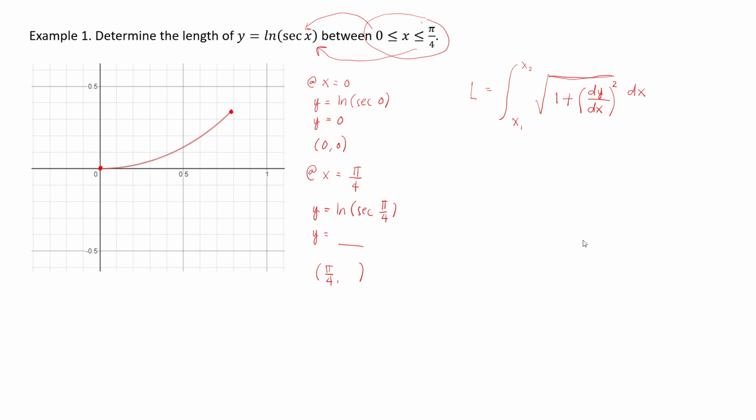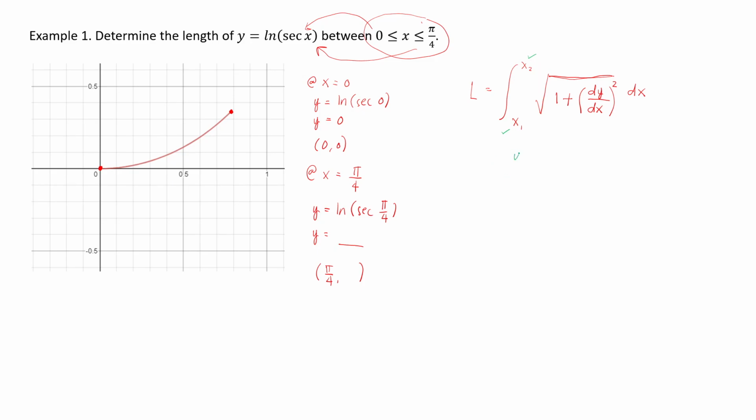So first of all, let's try to identify which particular element we need to look for in the formula. We have x1 and x2 given in the problem, which is 0 to pi over 4. What we are lacking in the formula is just dy over dx. So this one, dy over dx squared. To solve for dy over dx, all you have to do is to get this formula.